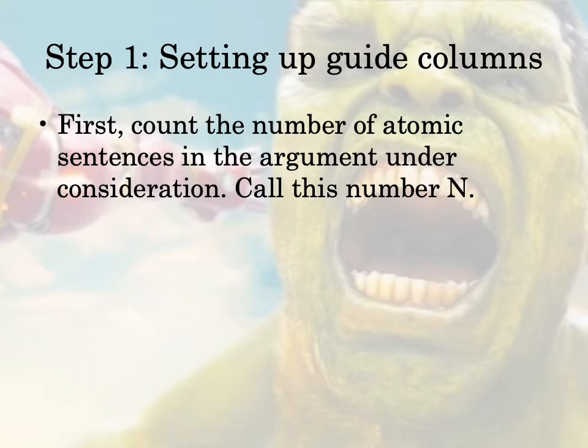Now let's walk through our 5 steps for testing for validity. The first step is basically identical to what we did in the previous lesson, except now we're not just looking at the atomic sentences in a single complex expression, but we're looking at the number of atomic sentences in the whole argument. So there's going to be multiple expressions. There may be complex sentences in both the premises and the conclusion, and multiple premises.